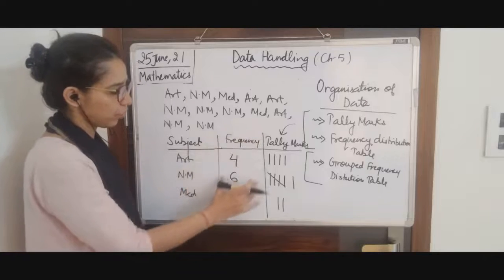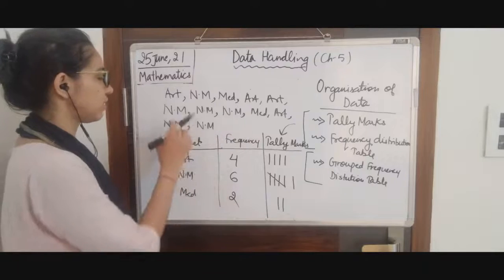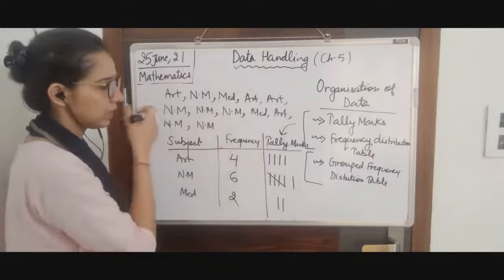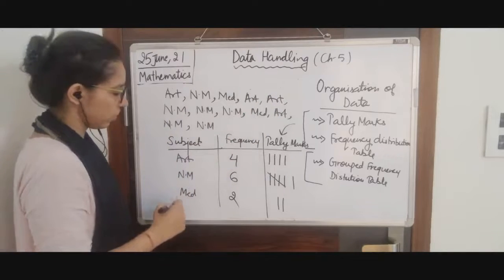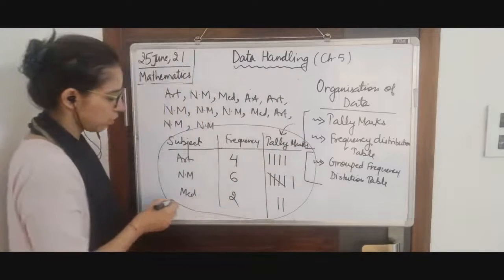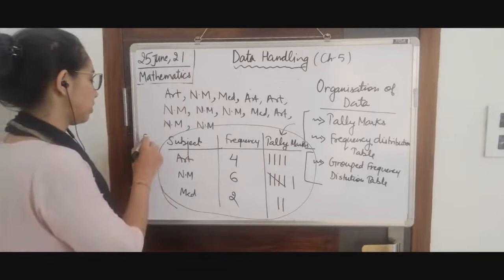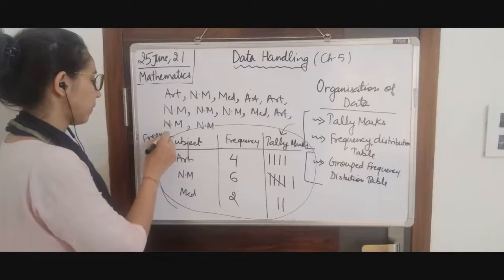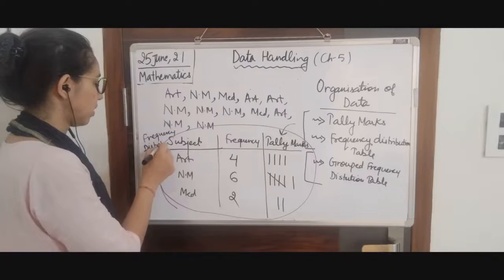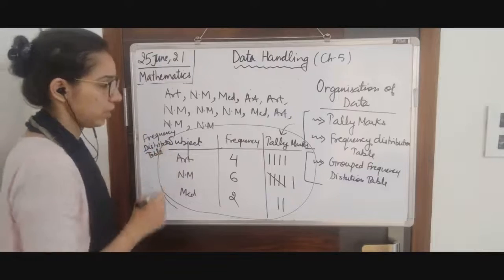The presentation of frequency here is not compulsory. We can skip this step. We can directly write our tally marks by counting these. But if we are using frequency and we are representing our data like this, then the whole table is going to be known as frequency distribution table. This is our frequency distribution table.